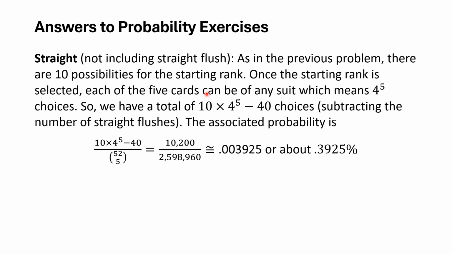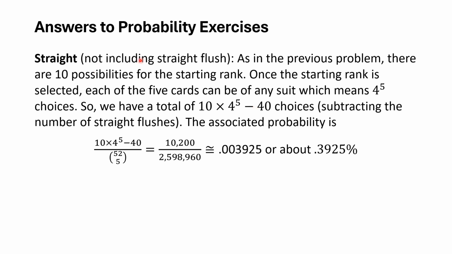Then the 3 could be a diamond, a heart, a club, or a spade, and so you have 4 choices there. And then for the 4, you have 4 choices. For the 5, 6, and the 7. So you have 4 choices each. So you have to multiply 4 times 4 times 4 times 4 times 4. So 5 times. So you get 4 to the 5th times 10. So this is the total number of straights, including straight flushes.